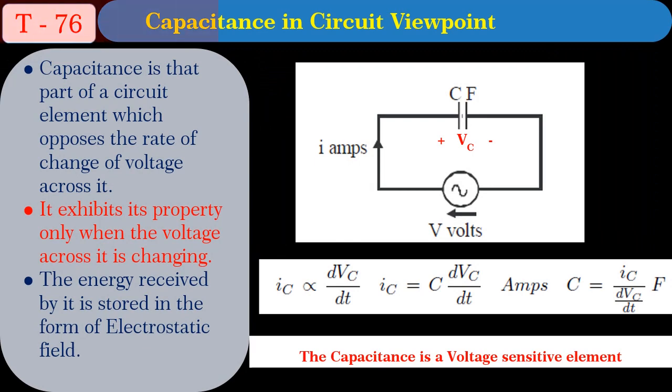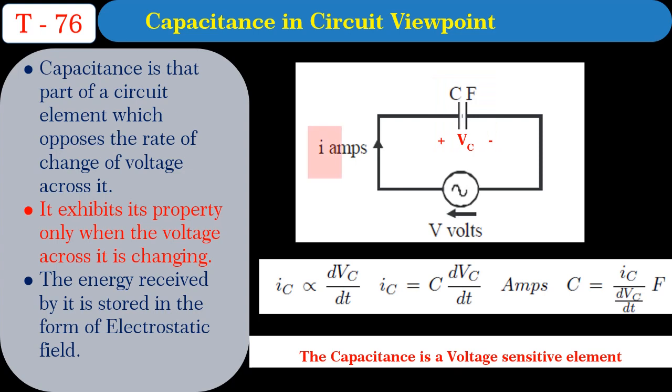Next, we shall take up the capacitance circuit element from the circuit viewpoint. Here is a circuit wherein an alternating source voltage of 5 volts is connected across a capacitance of C farads. Since the source voltage V is alternating, the voltage across the capacitance also is alternating. Let Vc be the voltage across the capacitance.